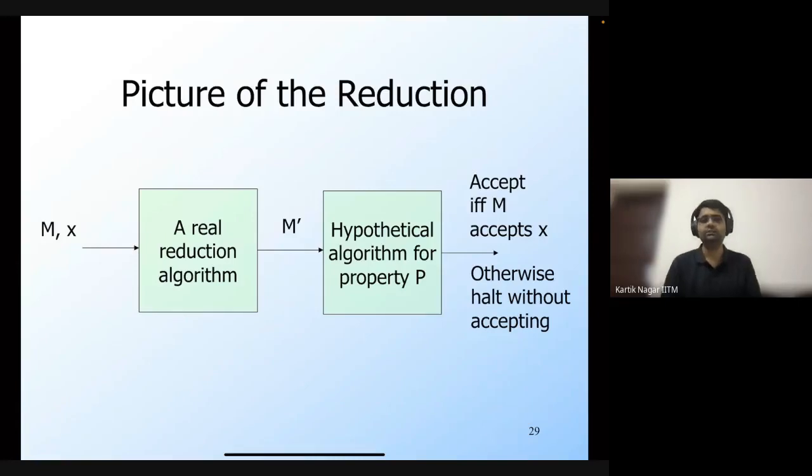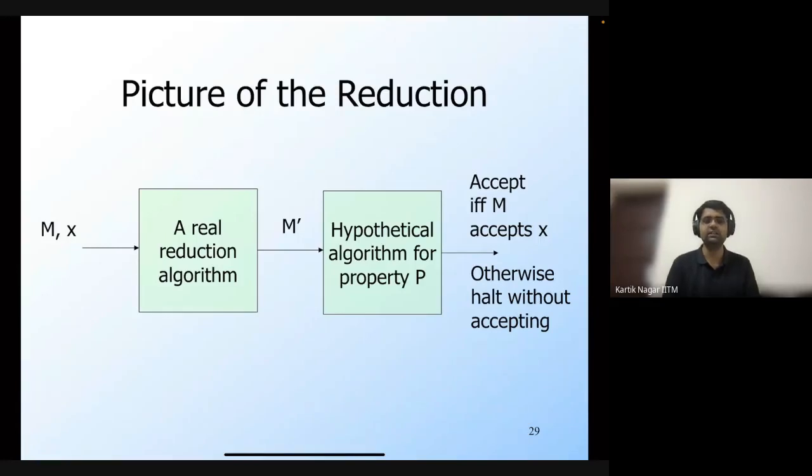And we ensured this by designing M prime in such a way that if X belongs to L of M, then M prime behaves like a Turing machine whose language satisfies the property P. And if X does not belong to L of M, then M prime doesn't accept anything, so its language is empty, and we assume that the empty set does not satisfy the property P. So that's why we need this property P to be non-trivial. We need at least one language which satisfies the property and another language which does not satisfy the property. Okay.